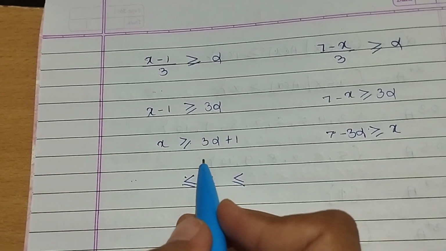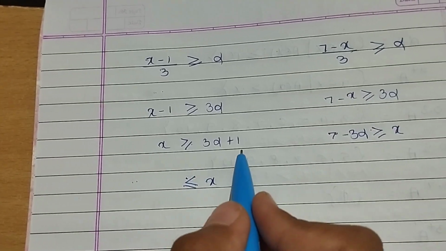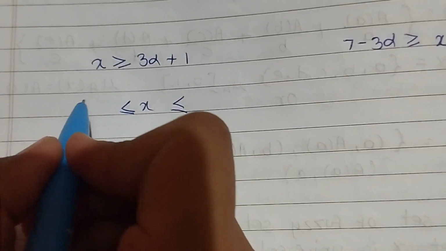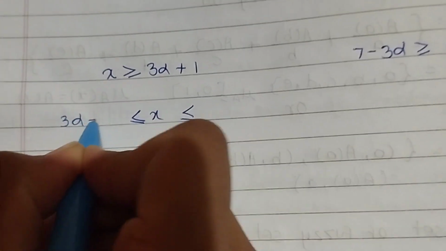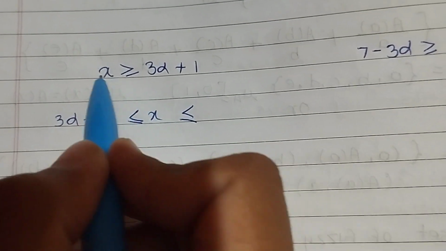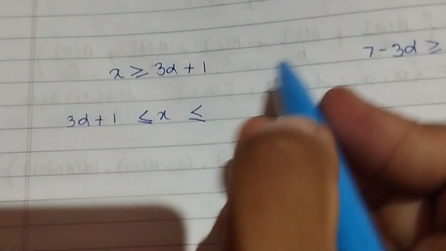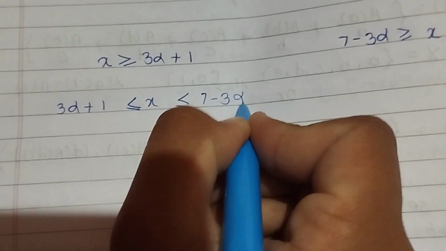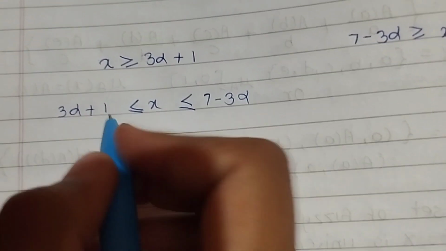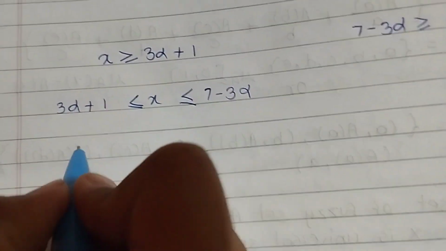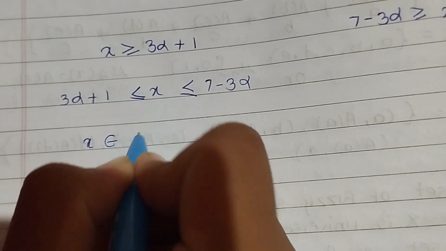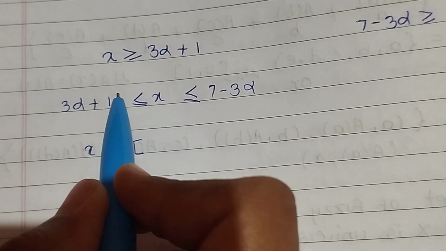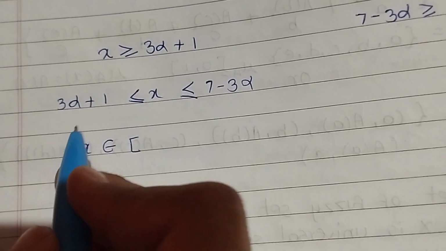So for that purpose we find out the values of x. Here we see x is smaller than or equal to 3 alpha plus 1, and x is greater than 7 minus 3 alpha. So in this equation we conclude x belongs from our lower bound, because x is smaller than, meaning all the values at the left side are smaller.